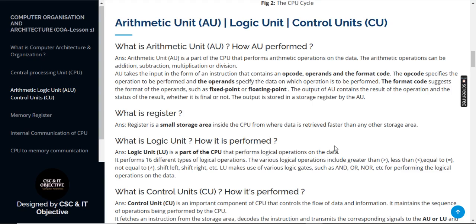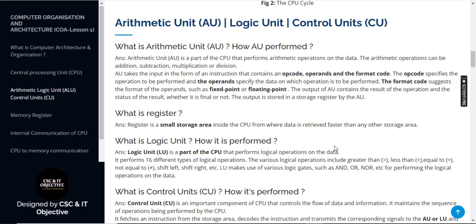Arithmetic unit, logic unit, control unit. What is the arithmetic unit and how does the AU perform? The arithmetic unit is a part of the CPU that performs arithmetic operations on the data. The arithmetic operations can be addition, subtraction, multiplication, and division.